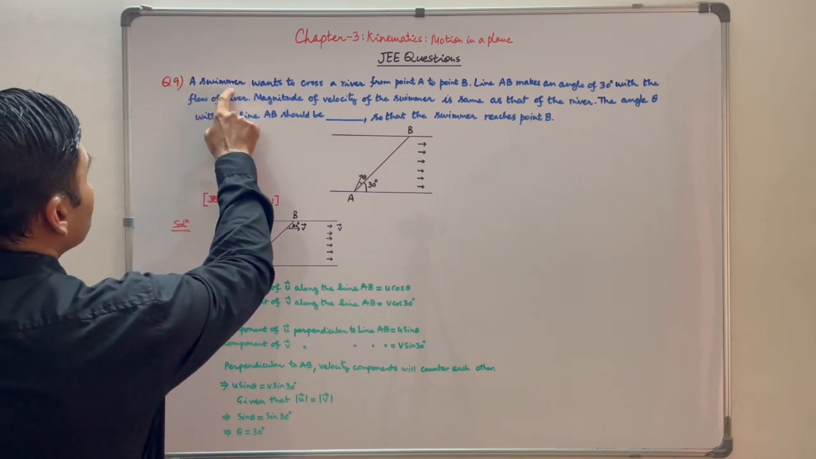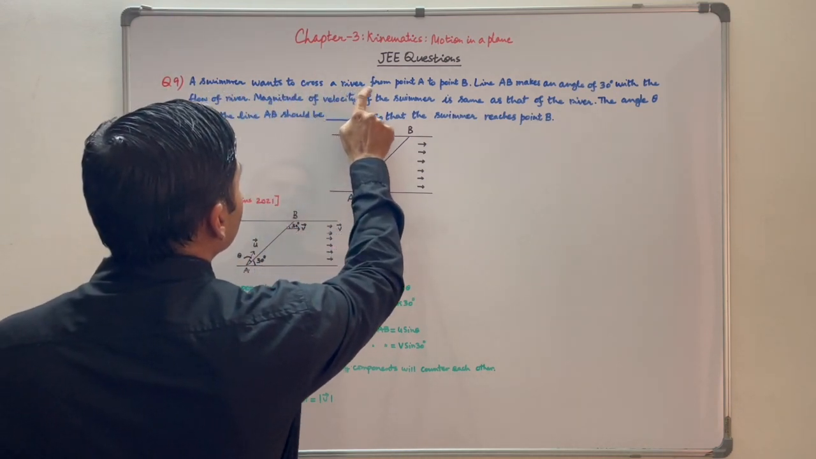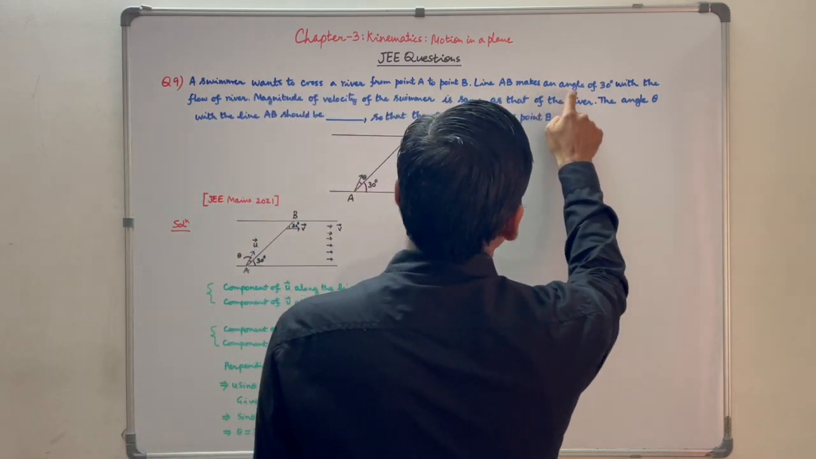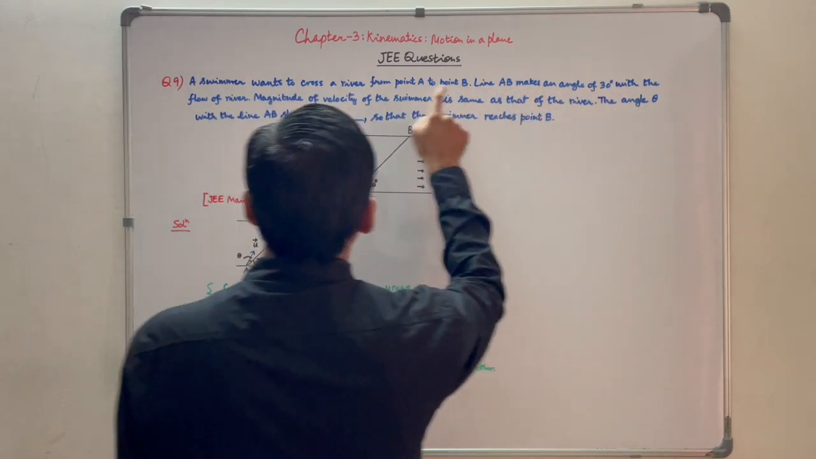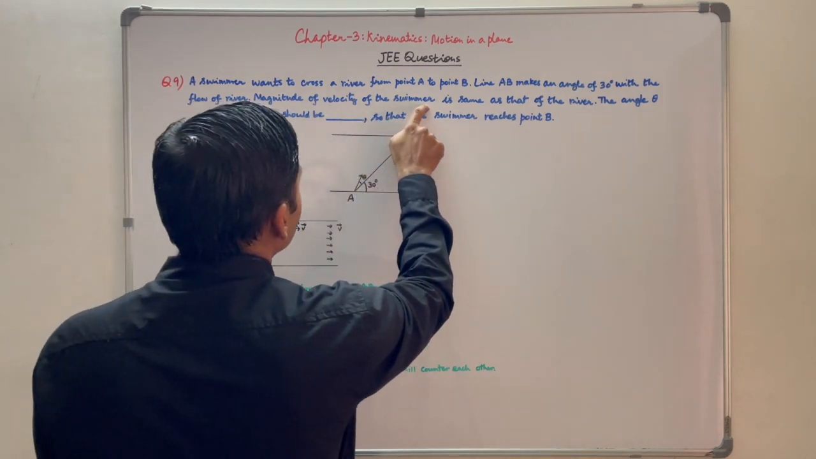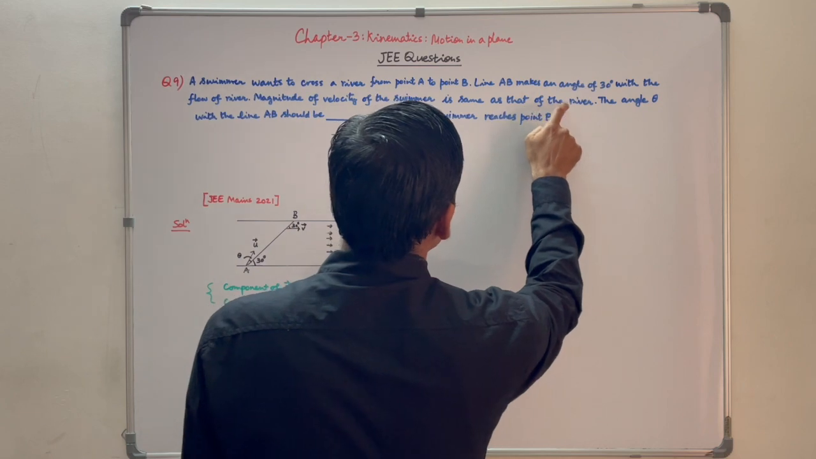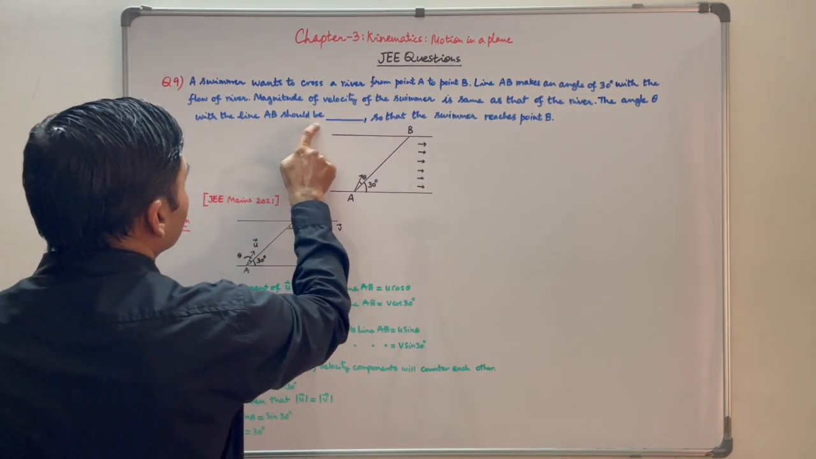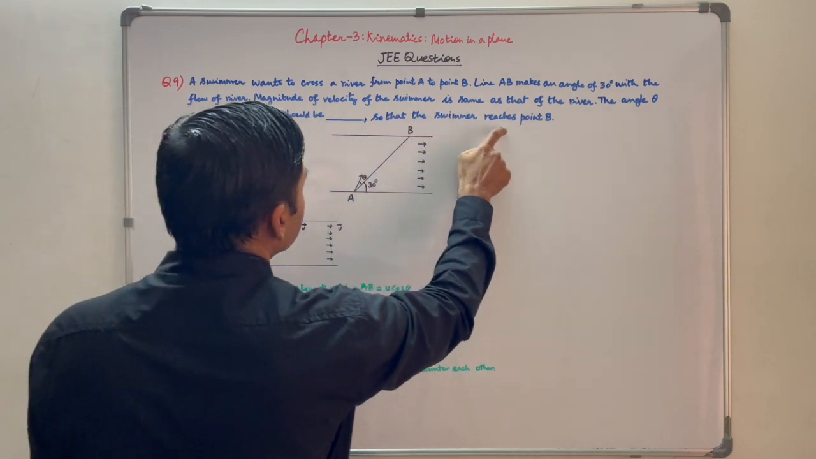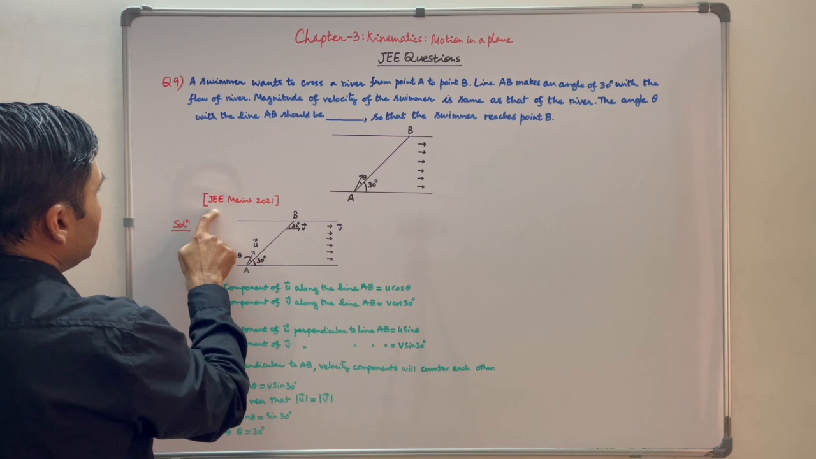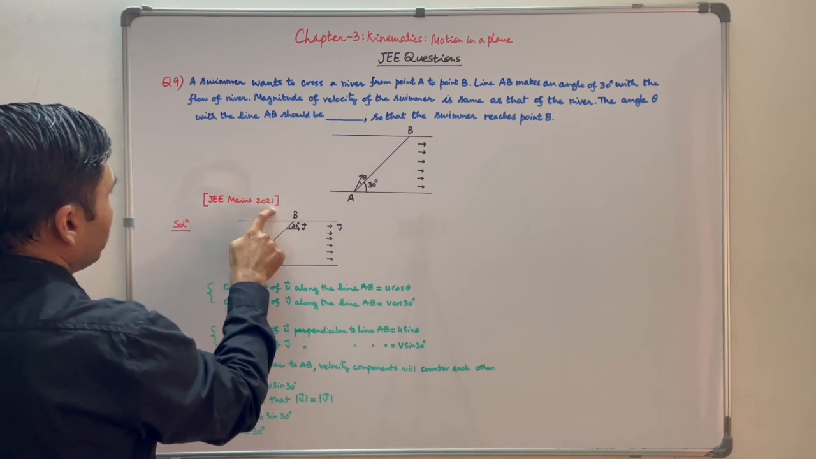Ninth question, a swimmer wants to cross a river from point A to point B. Line AB makes an angle of 30 degree with the flow of river. Magnitude of velocity of the swimmer is same as that of the river. The angle theta with the line AB should be so that the swimmer reaches point B. This is the figure given. This question appeared in JEE Mains 2021.